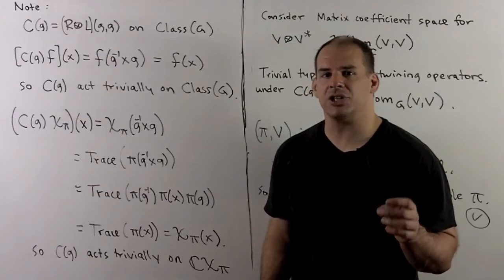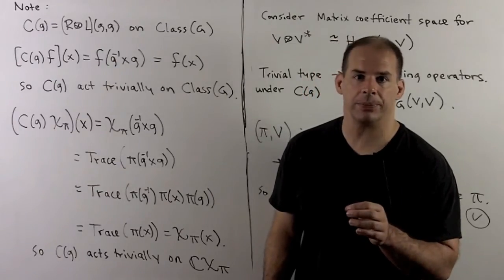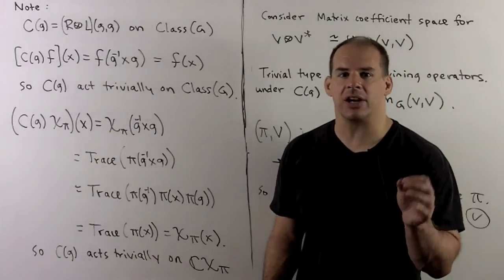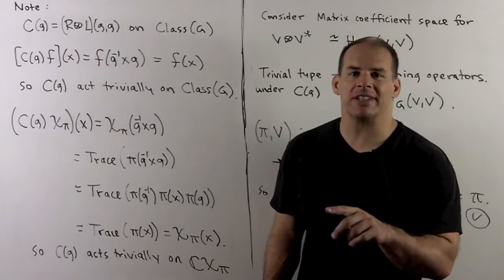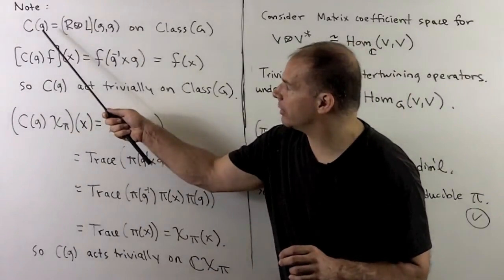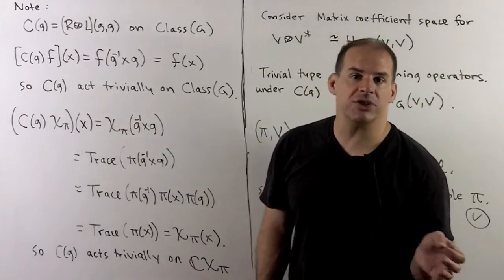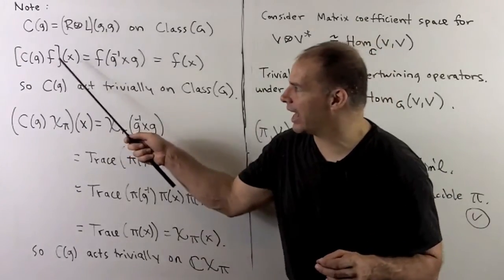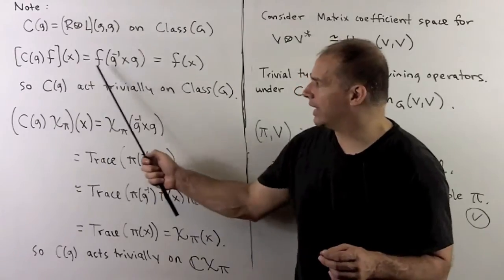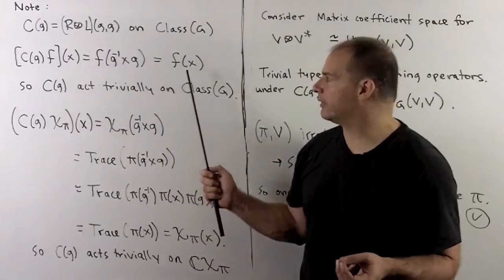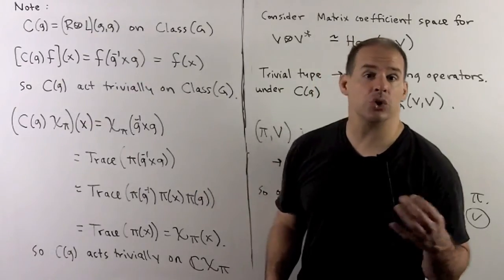Let's consider the action of conjugation on L2 of G. So we have the right action, we have the left action. We can put them together to get an action of G cross G. We can restrict to the diagonal to get conjugation. So I'll call that C of G. Now, C of G acts trivially on the class functions. So note, if we apply C of G to F, evaluate X, we conjugate, and then because we have a class function, we can ignore the conjugation, giving us back F of X. So trivial action.